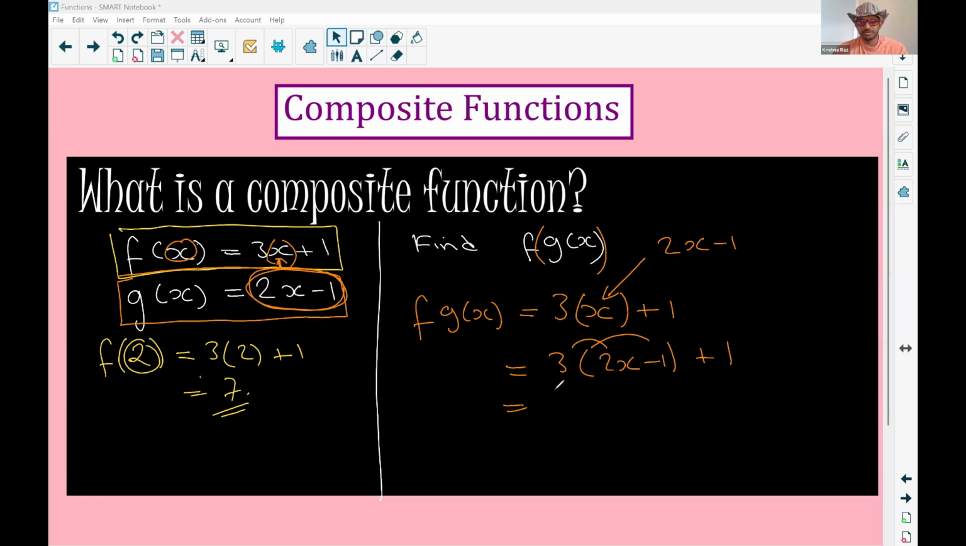Now, be careful when we're simplifying it. So we get 6x minus 2 is f of g of x. Yeah?